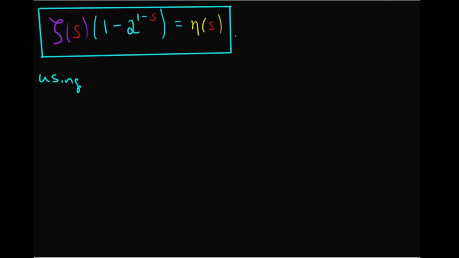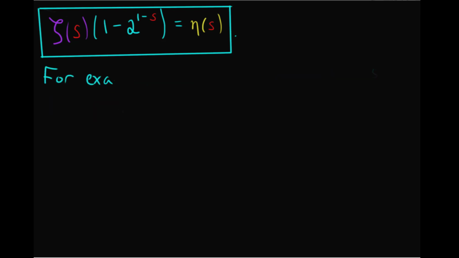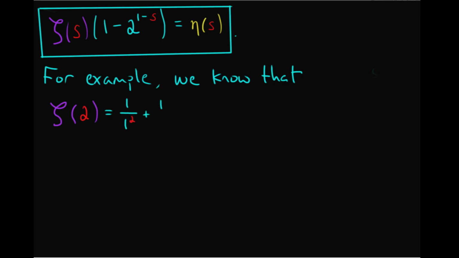And now what's so great about this formula is that we can use it to very quickly derive values for eta of s, since we already know so much about the values of zeta of s. For example, we already know that zeta of 2, which is 1 over 1 squared plus 1 over 2 squared plus 1 over 3 squared plus 1 over 4 squared plus ... equals pi squared over 6, right? That's the result that catapulted Leonhard Euler to fame.